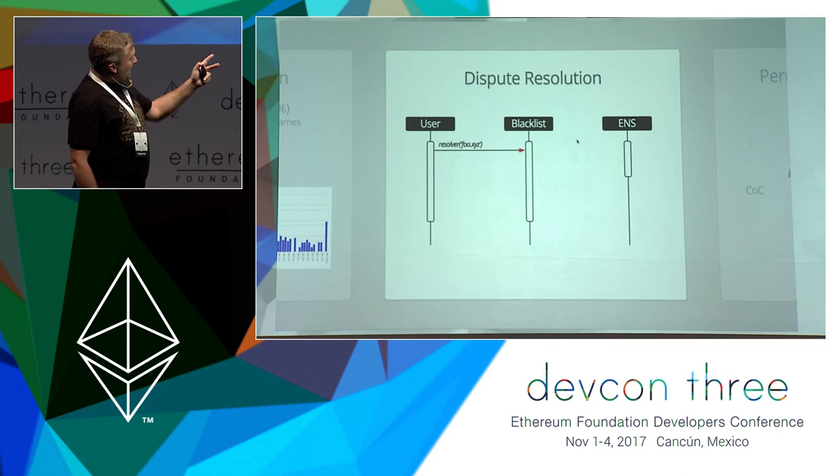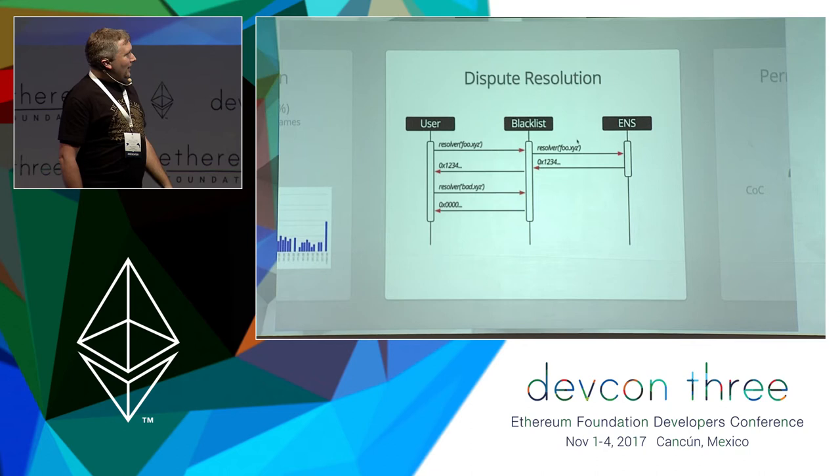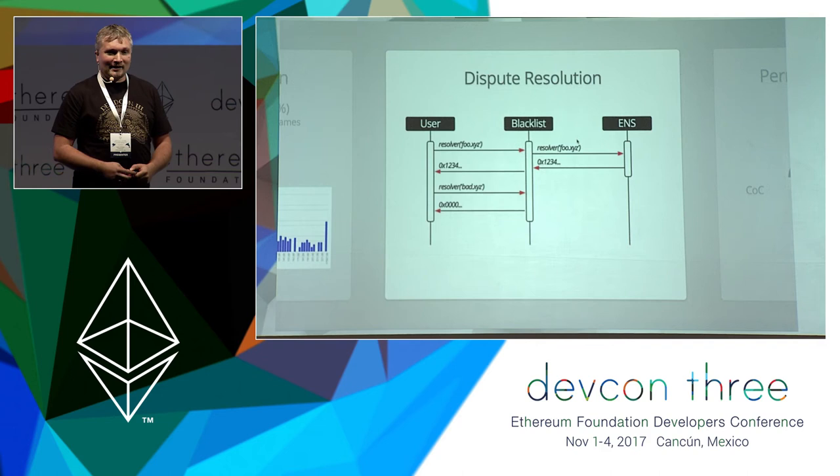The user wants to resolve, say, foo.xyz. In this case, the domain isn't in the blacklist, so the blacklist simply passes the request onto ENS, which responds as normal. If the user then wants to resolve a domain that is in the blacklist, like bad.xyz, the blacklist detects this and returns a null result, ensuring that phishing and spam domains and scammers don't get resolved.